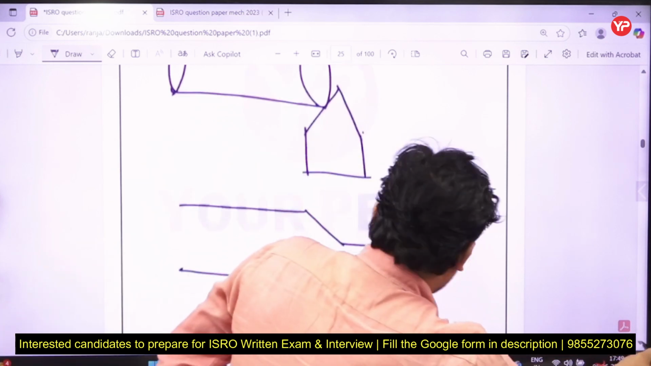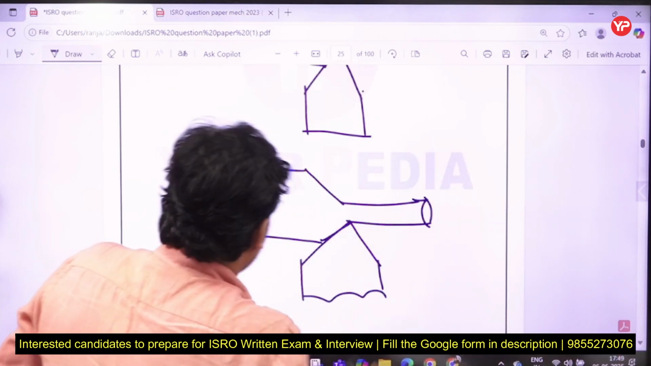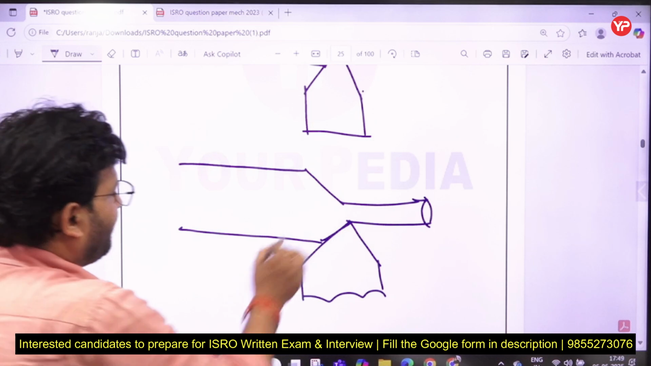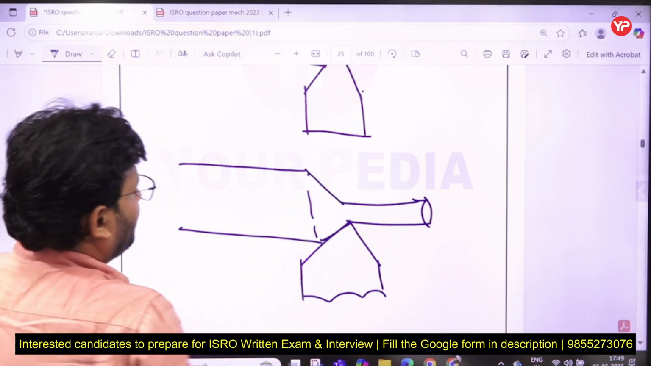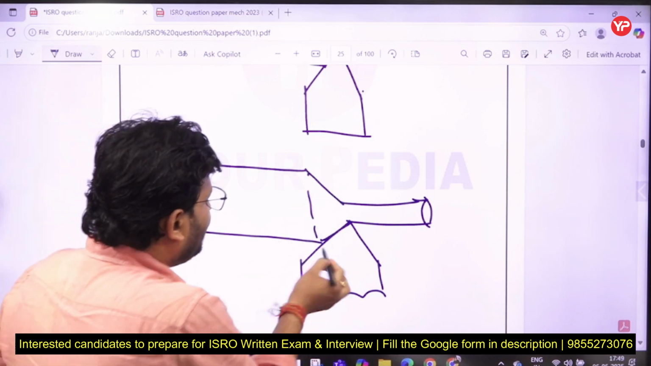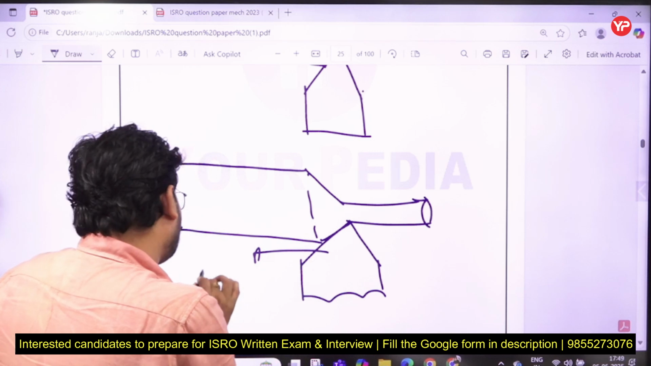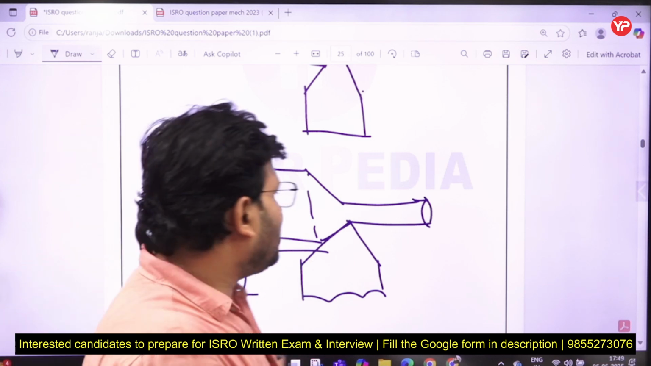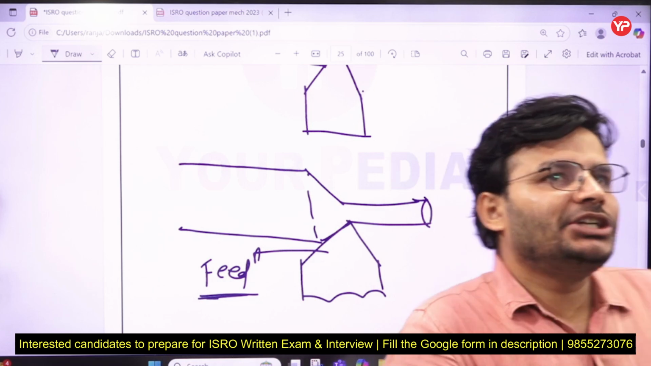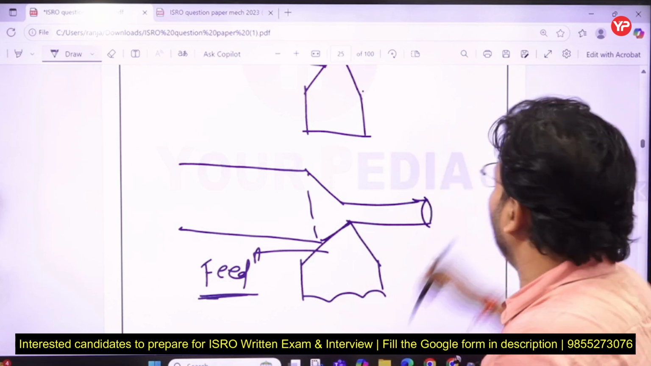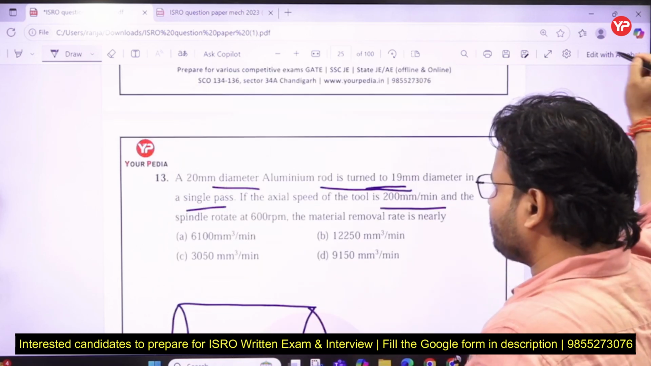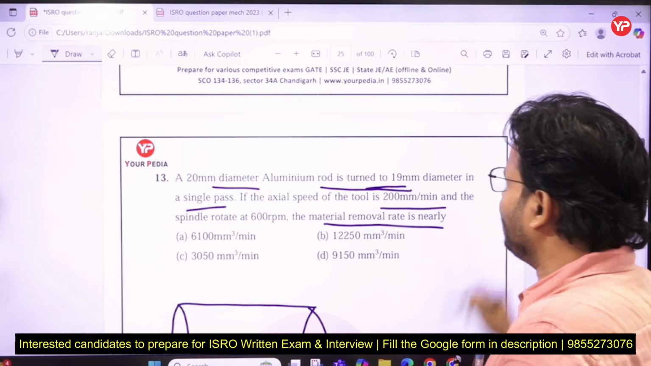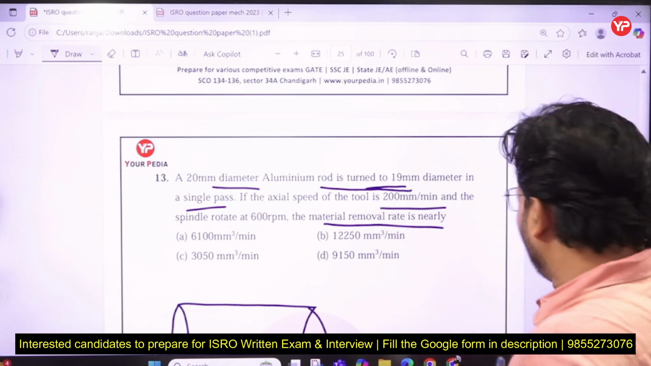In this direction, the velocity is called the feed. In the question, what you have to calculate is the material removal rate. So what will be the material removal rate?